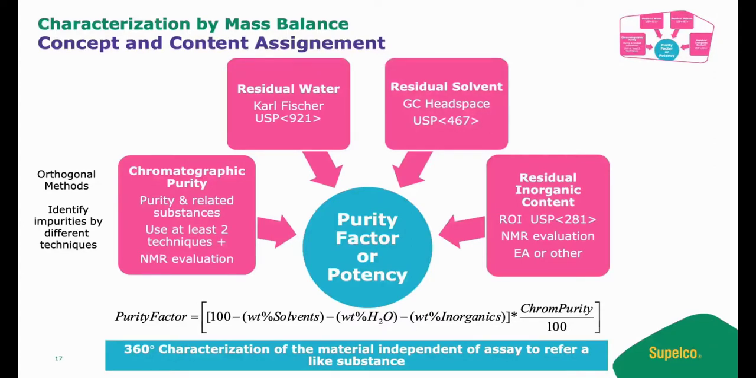For an accurate determination of the mass fraction, no potential impurities can be ignored. So beside the chromatographic purity, the water content, residual solvents, and inorganic impurities are measured. Each technique includes its own validated method for carrying out one part of the full characterization. The formula below shows how all the results from the different testing techniques are taken together to generate the purity factor for assigning the content or potency value.